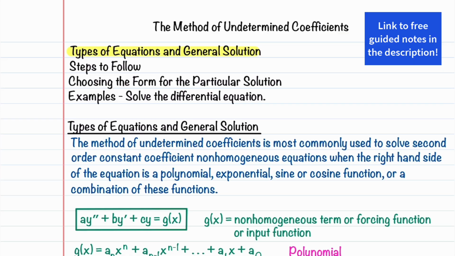We'll then go over the steps that you can follow and how to choose the correct form for the particular solution. We'll then go over 6 examples so that you can see how this method works for all different types of functions. Let's get started.